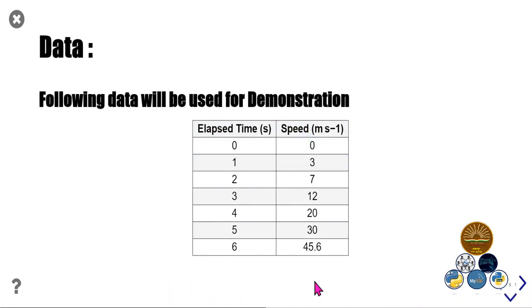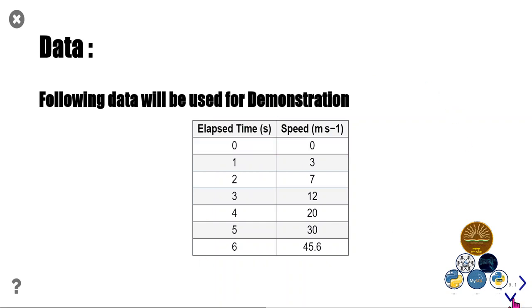Now this is the set of data, and in this I am using a different notation, like I'm taking time elapsed in x-axis and speed in meter per second. So this will tell you some other details. Let us see what details it gives. We'll plot our chart using this data set. Okay, so this was the data.